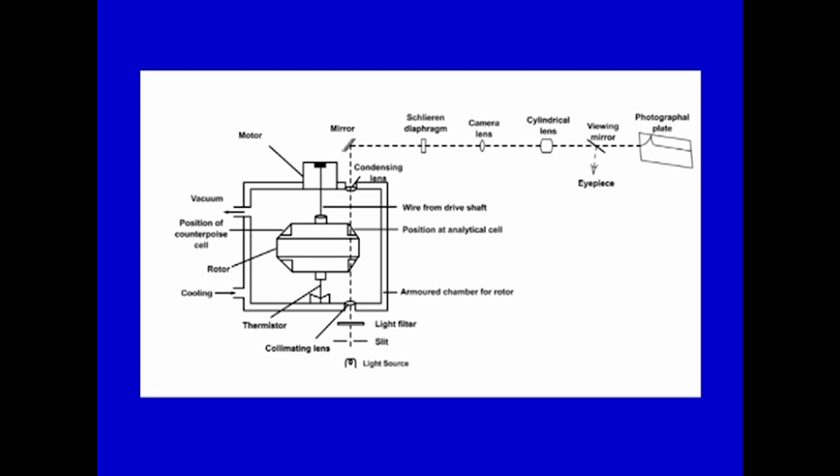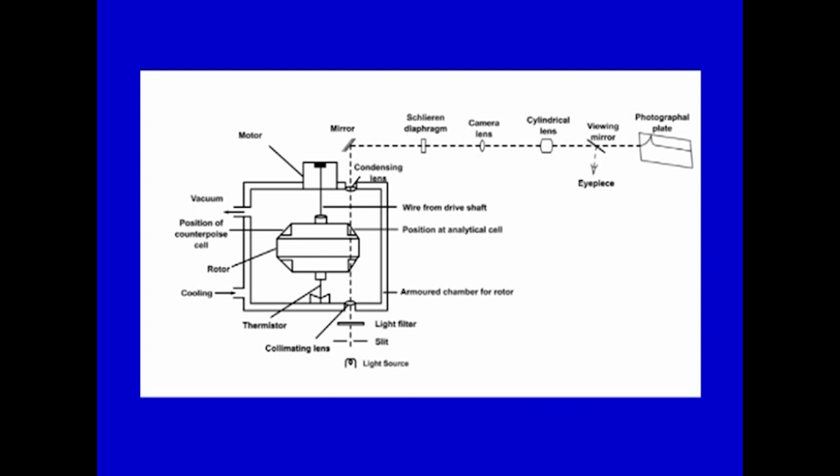You can see this rotor is suspended through a wire here, which balances it, and there is a thermistor here to sense the temperature. There are cooling and vacuum systems to evacuate the chamber where the rotor is placed, and there is armored shielding here, which you can say is an armored chamber for the rotor. So, what you have is a system where the rotor is placed in an evacuated, refrigerated and armored chamber.